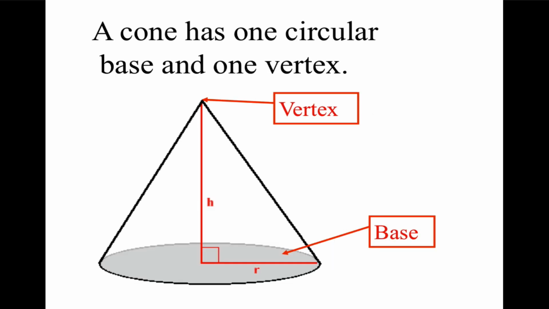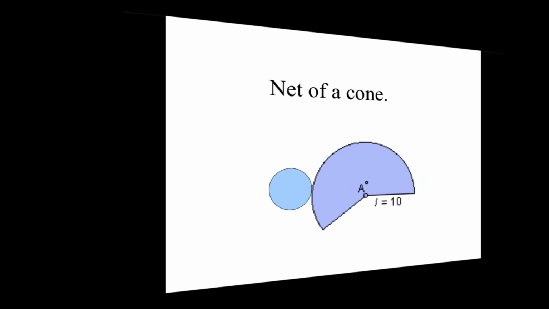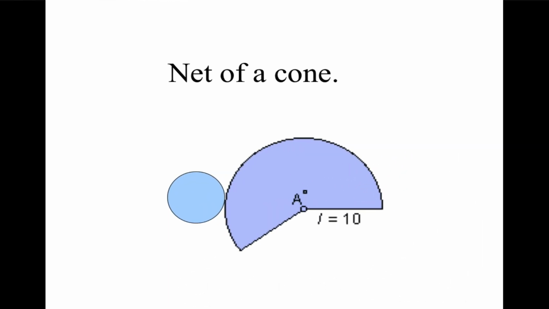A cone has 1 circular base and 1 vertex. I like to think of this as a circular pyramid. The base would have a radius, and you can see there's a height involved for the vertex. Here is the net of a cone. You can see the circular base, and if you unwrap the ice cream cone part, it's going to look like a section of a circle.